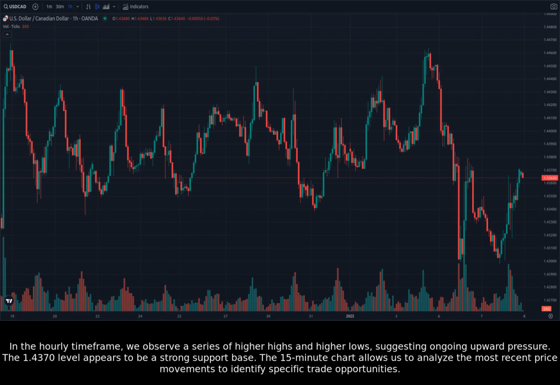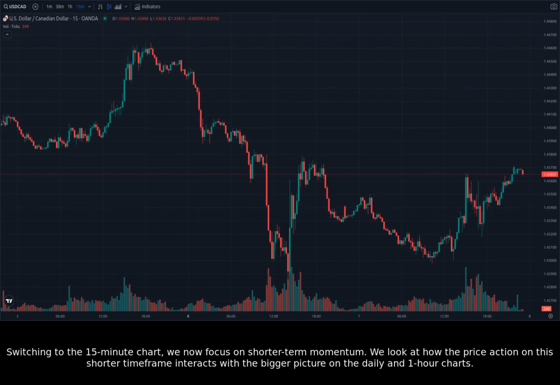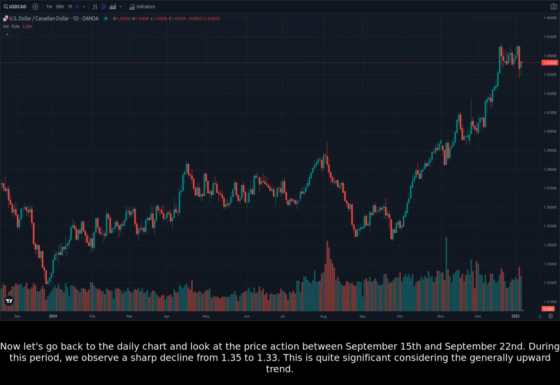The 15-minute chart allows us to analyze the most recent price movements to identify specific trade opportunities. Switching to the 15-minute chart, we now focus on shorter-term momentum. We look at how the price action on this shorter time frame interacts with the bigger picture on the daily and 1-hour charts.